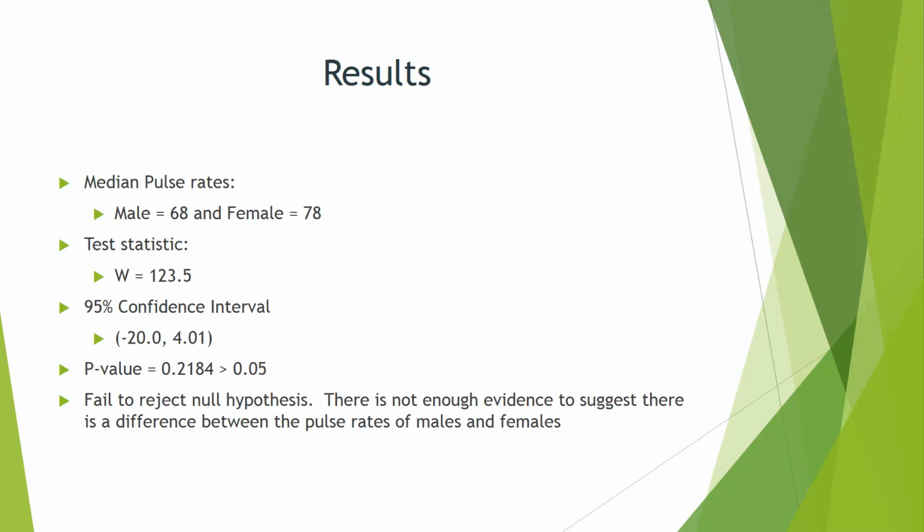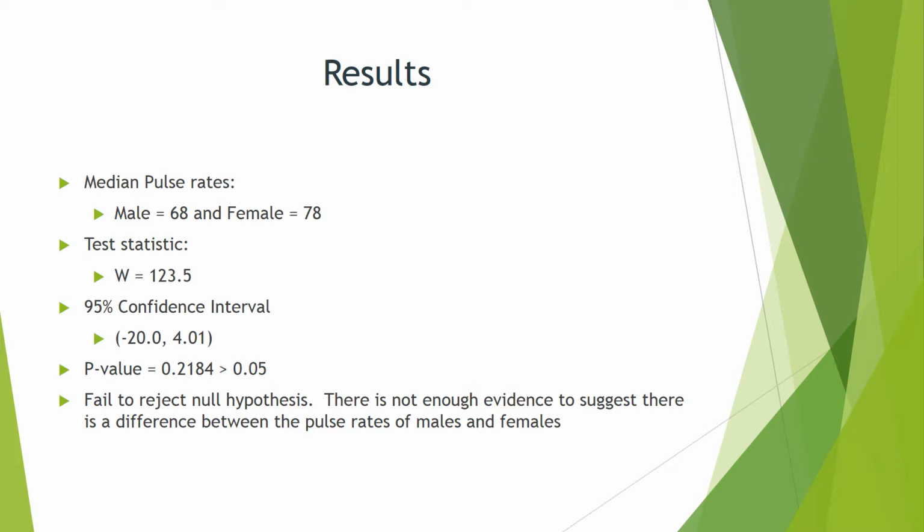And you get that the median pulse rate for men was 68, and for female it was 78. Our test statistic is now a W. It's a different distribution, 123.5. It does give us a confidence interval also of -20 to 4.01.